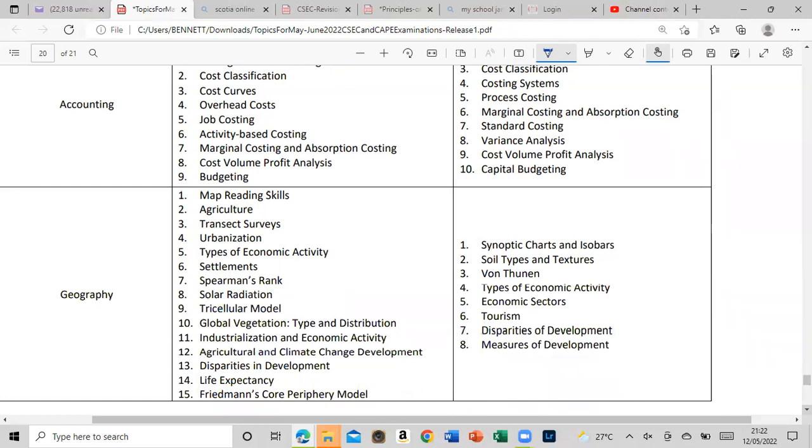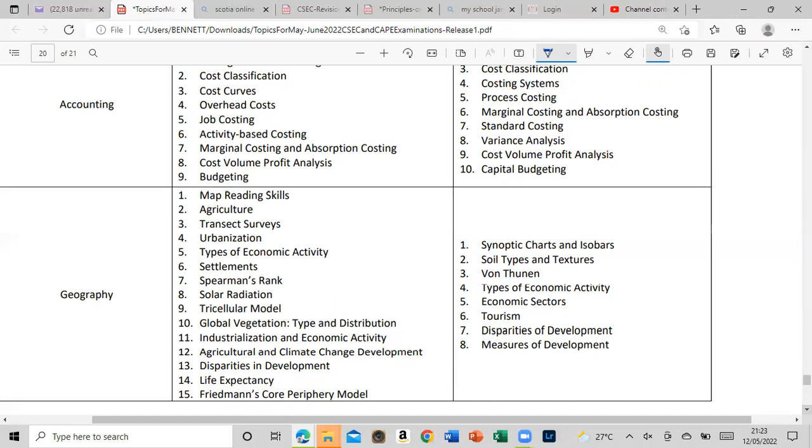All right, and we're on to geography unit 2: 1, map reading skills. 2, agriculture. 3, transect survey. 4, urbanization. 5, types of economic activities. 6, settlements. 7, Spearman rank. 8, solar radiation. 9, tertiary sector model. 10, global vegetation, type of distribution. 11, industrialization and economic activity. 12, agriculture and climate change development. 13, disparities in development. 14, life expectancy.